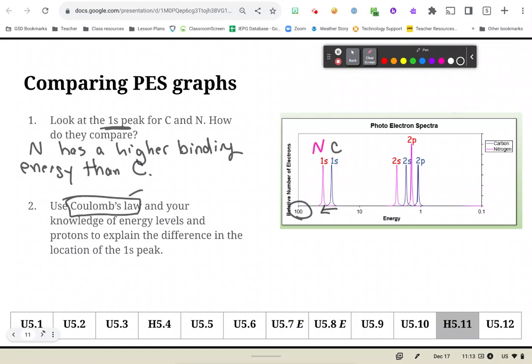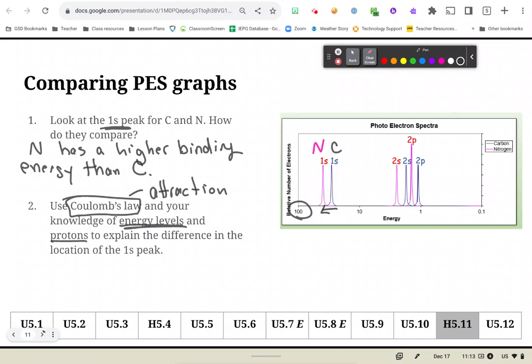Whenever it says Coulomb's law, you need to talk about attraction. The force of attraction, or just attraction from the nucleus, needs to get into your answer, along with your knowledge of energy levels and protons. So we're telling you exactly what needs to be in your answer. Make sure you pay attention to that and use that in your answer. Explain the difference in the location of the 1s peak.